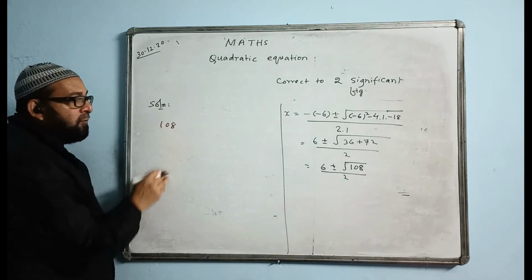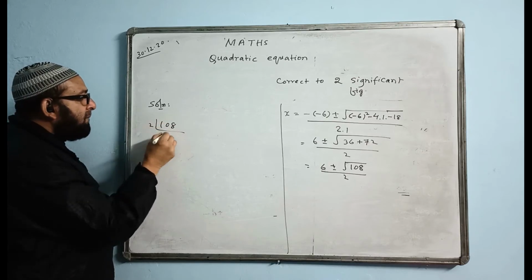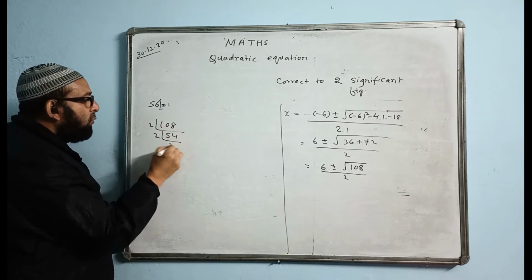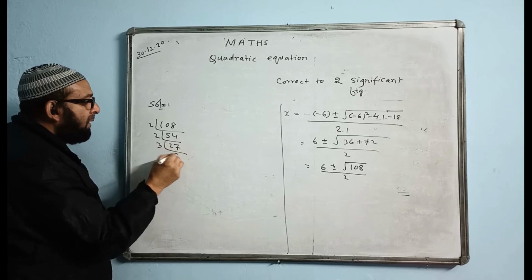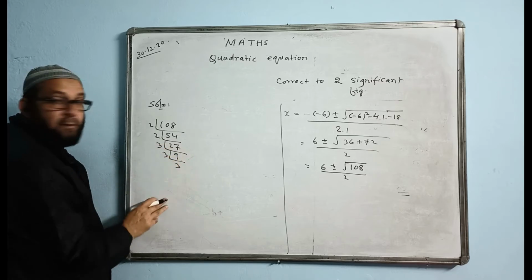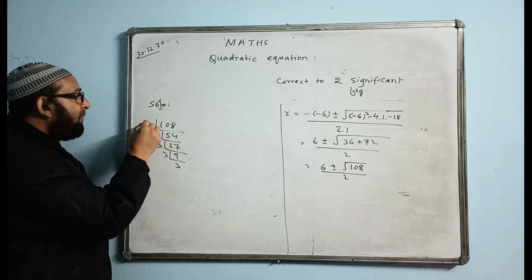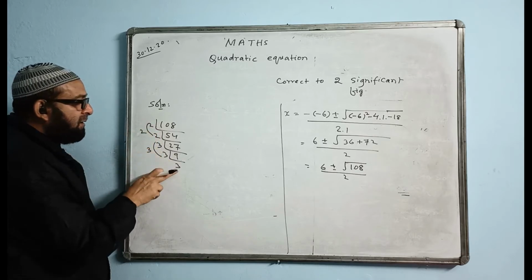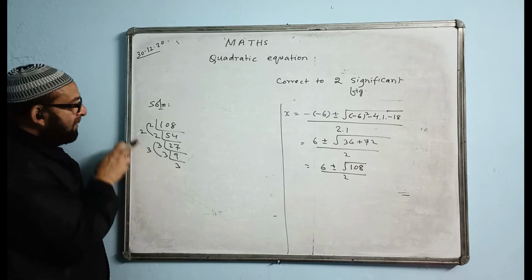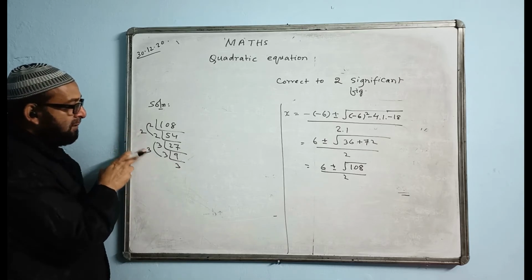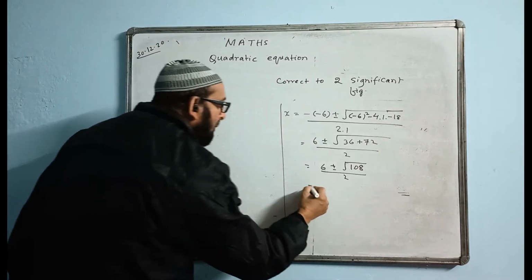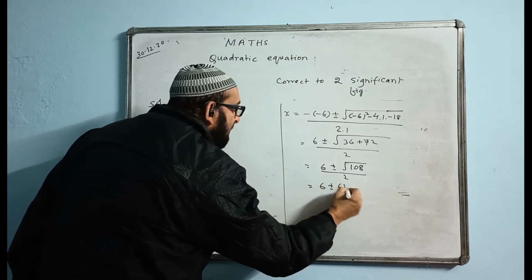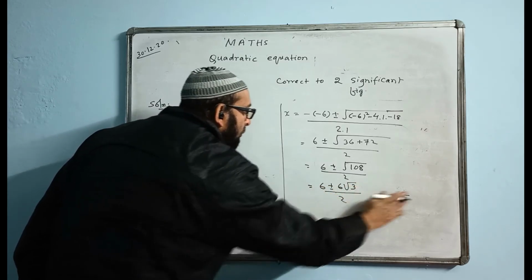For this case 108 will break down. Take LCM, let us take LCM. 2 54, 2 27, 3 9s are, 3 3s are. We'll make pairs. For 2 2 we'll add 1 2 as answer. For 3 3 we'll add 1 3. This 3 remains alone. Then answer comes 2 3s are 6, 6 root 3. 6 plus minus we can write as 6 root 3 by 2.